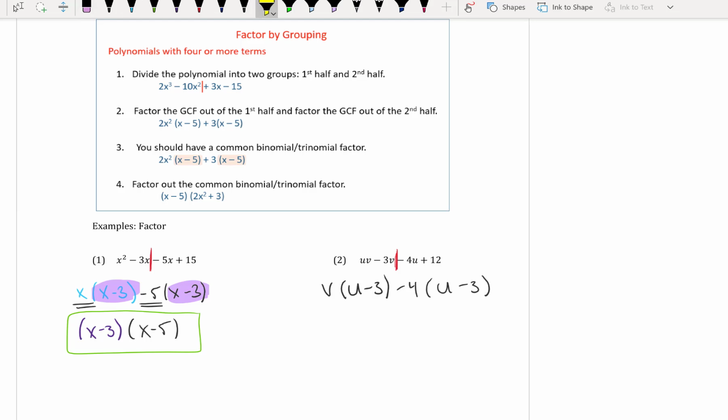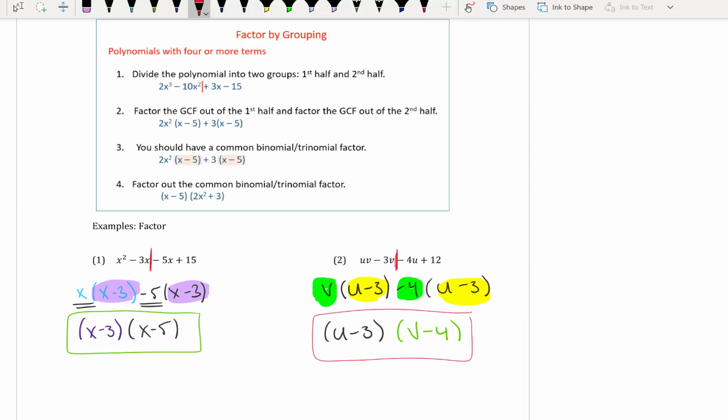Now I want to look at the common parentheses. The common parentheses in both terms is u minus 3. Whatever is left over goes in its own parentheses, so here it would be v minus 4. That is how I'm going to get my final answer.